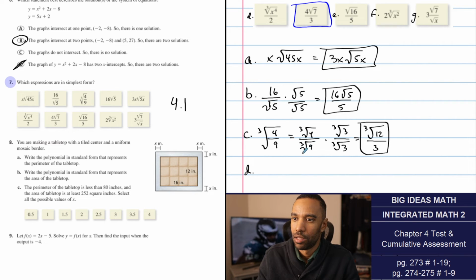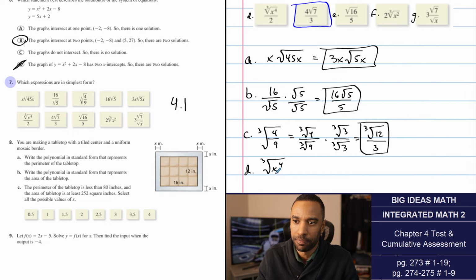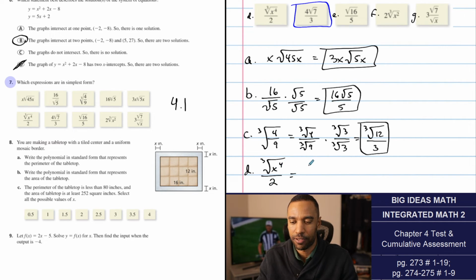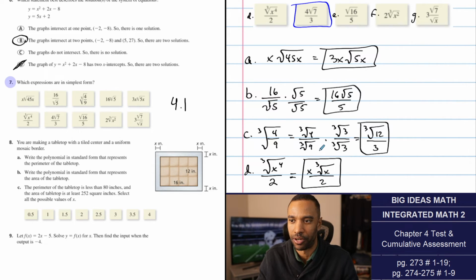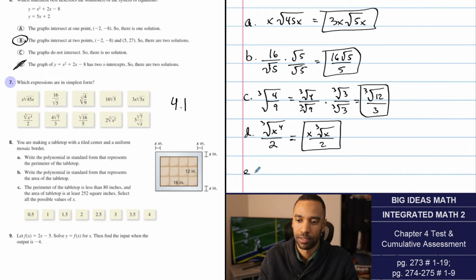D, cube root of x to the 4th over 2. Because there is a perfect cube inside of here, we can factor that thing out. Cube root of x cubed is x, and there's still another x that remains inside like that. Doesn't matter whether you think that looks simpler or not, it is more simplified. E, root 16 over 5. Square root of 16 is 4. 4/5.